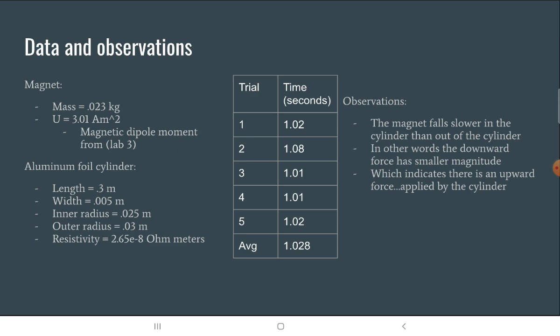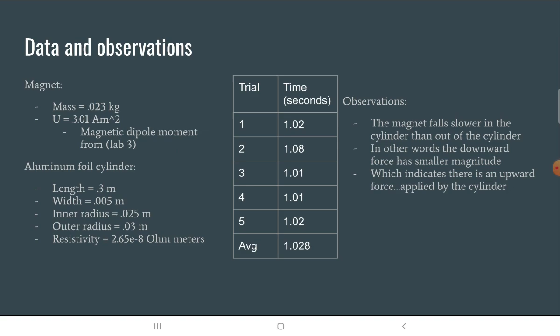So here are my data and observations. On the left side, you can see that the mass of the magnet was 0.023 kilograms. I used the magnetic dipole moment that I found in lab 3. And then as far as the cylinder goes, the length was 0.3 meters. You can read the width and radiuses there. The middle table is where I recorded all of my trials, and as you can see, the average was 1.028 seconds.